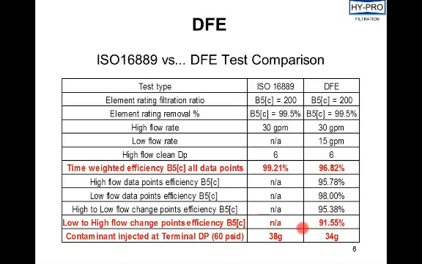Also concerning is when we just isolate the flow change sequences where we go from low to high flow, we see that that set of average data points has an efficiency of only 91.5%. So even less efficient element. We also see this commonly in elements not designed and validated for DFE, that the dirt capacity is actually lower when you go to the DFE environment versus the ISO 16889.